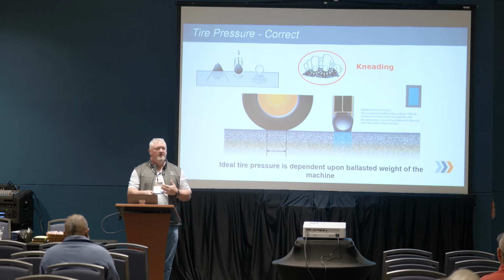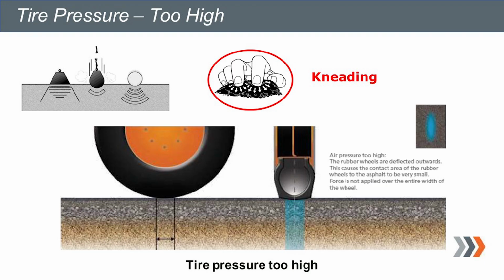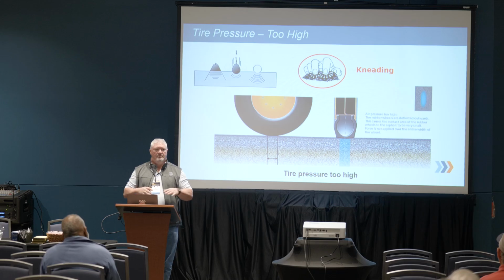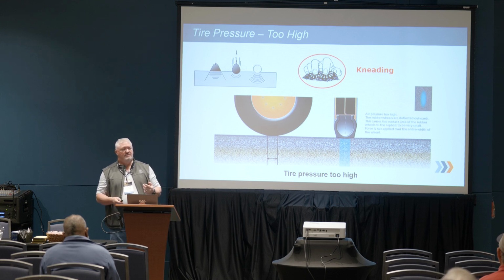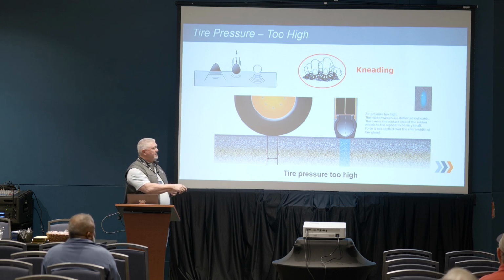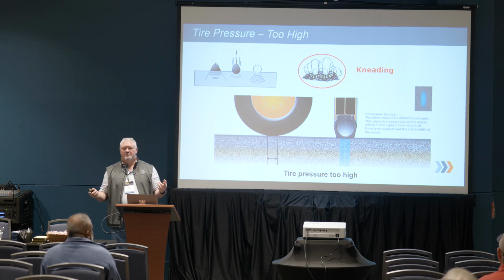If we have too much air in the tires or too light of a roller for the pressure, we have a knifing effect. And we're going to move the material too much and we're not going to get it compacted. Now visually, there's one way you can tell this. If you look at the tire, in the center it's going to be nice and shiny. On the outside, it's going to be dull.